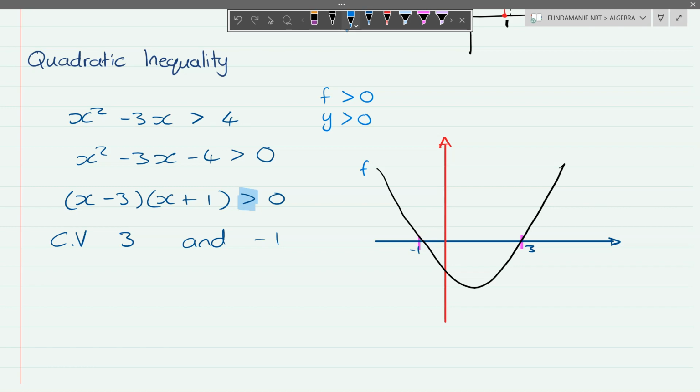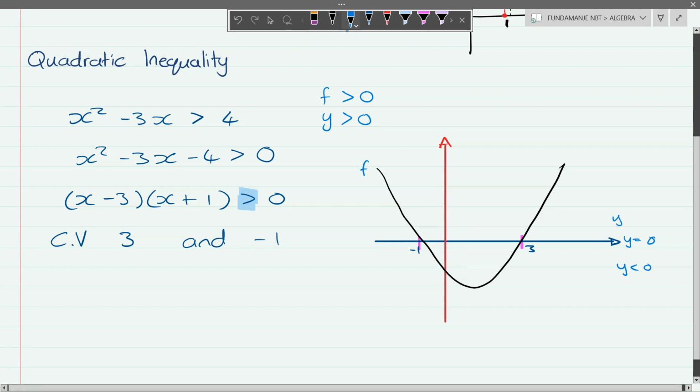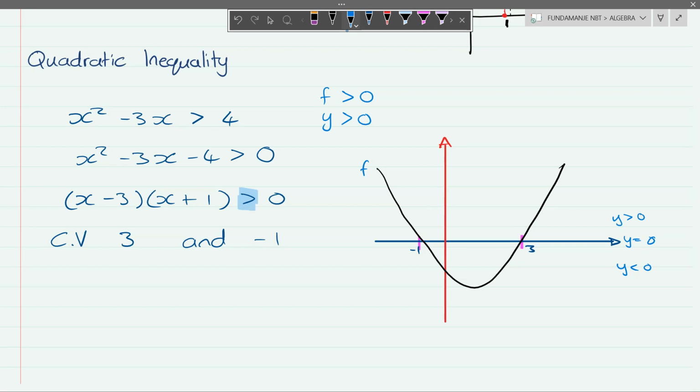So at the x-axis, we know that y is equal to 0. Below the x-axis, we know that y is less than 0. Above the x-axis, we know that y is greater than 0. So this is the region we are interested in. And we have to find the x values that make this true. So these are all of these x values and all of these x values, because we can see all of these x values map to y values that are greater than 0, which is what we are looking for.